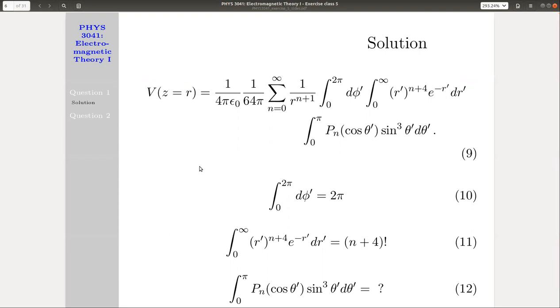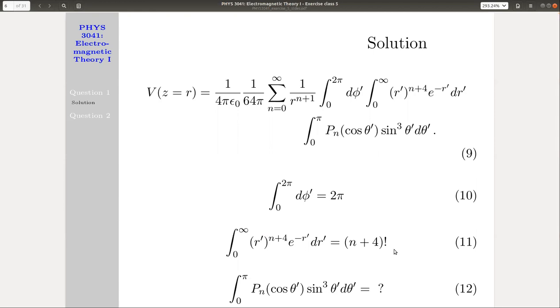For the first integral, it's very simple and the solution is trivial. It's just 2 pi. And for the second one, the integrand has r prime to the power n plus 4 and the exponential term. If you encounter such an integral, you should recognize the solution will simply be the factorial of the power. So the power is n plus 4 here, and the solution is simply n plus 4 factorial.